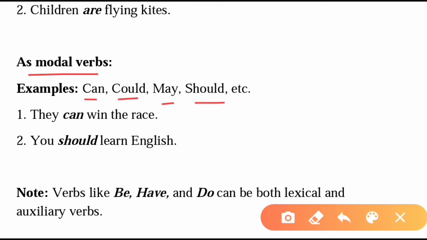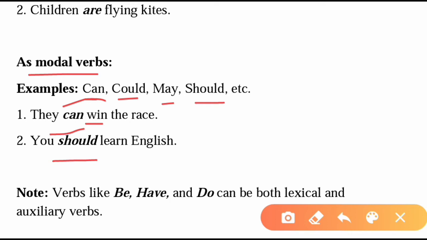You can see: "They can win race." Here "can" is used as a modal verb in the sentence, while "win" is a lexical verb because it is an action verb. All the action verbs we have studied are lexical verbs. "Can" is used as a modal verb in this sentence to show ability. Another example: "You should learn English." Here "should" is used as a modal verb for advice, and we know all modal verbs are auxiliary verbs. So this is the difference when you are talking about lexical and auxiliary verbs.